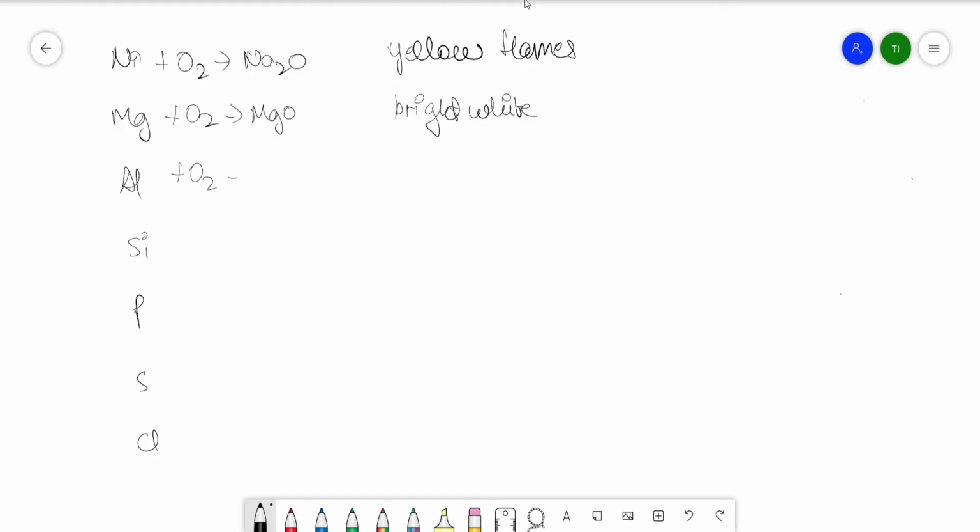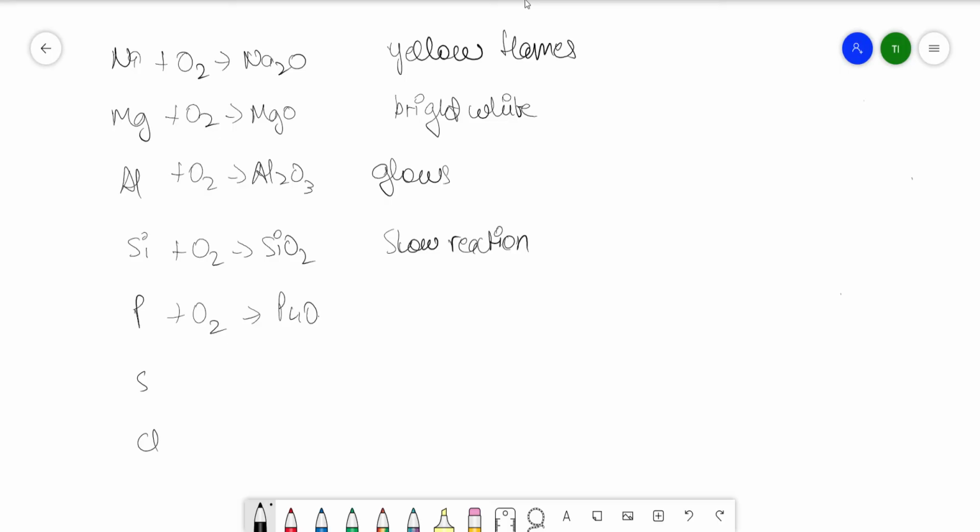For Al, which will give Al2O3, it just glows. That's the observation. For silicon, it'll be SiO2, and I don't think there is much of an observation apart from it's a slow reaction, and that SiO2 has a very high melting point. For phosphorus, the thing formed is P4O10. You have to write it like this, P4O10. That's the original state of it, and it gives a yellow-white flame.